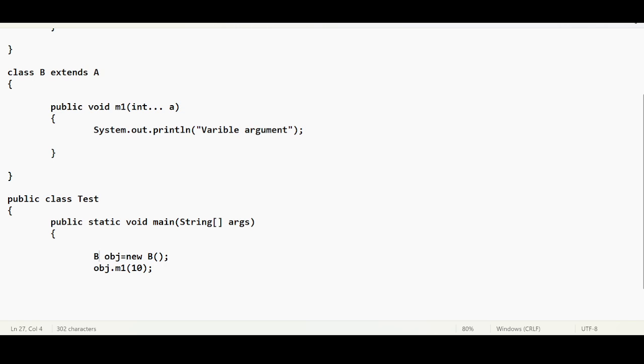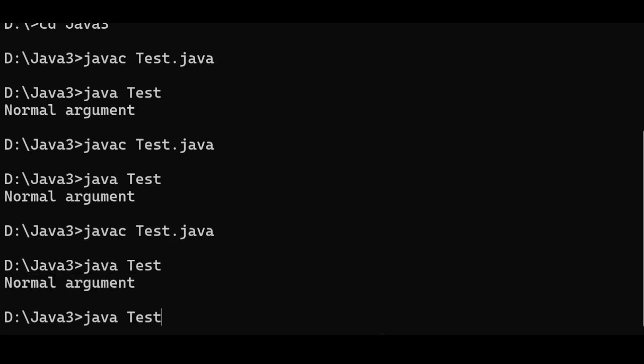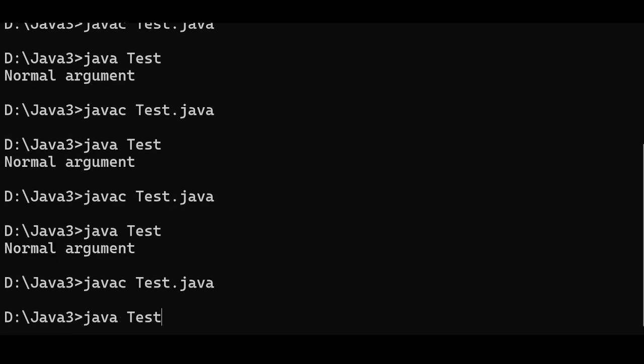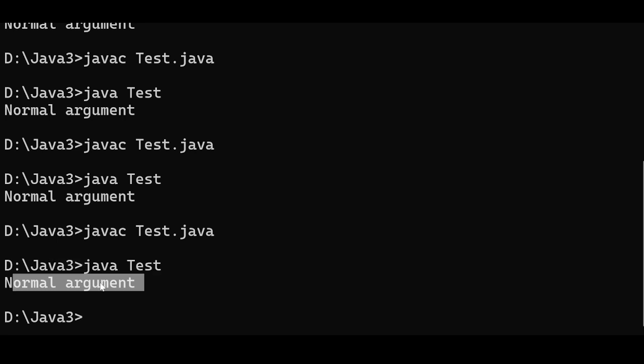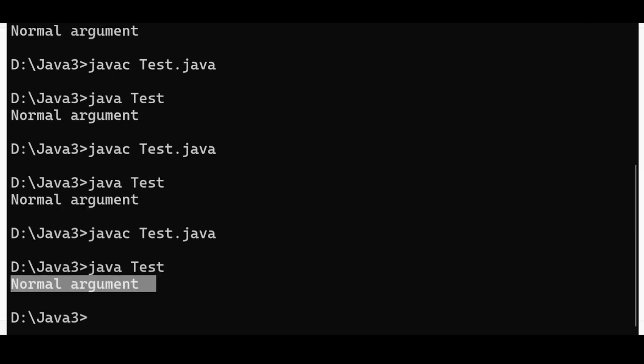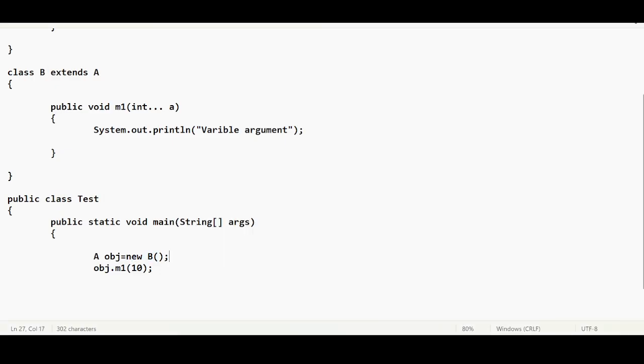Let me try the other case. A obj equal to new B. What are we supposed to get? Normal argument. So we must be thinking we should be getting variable argument because of the runtime.